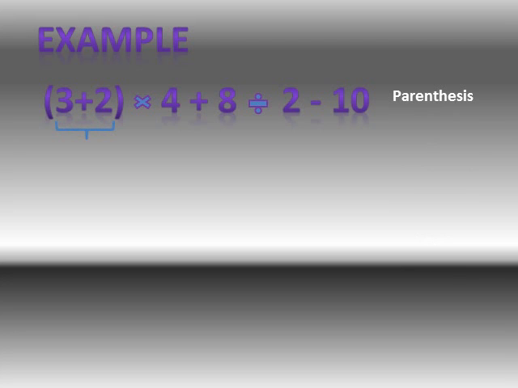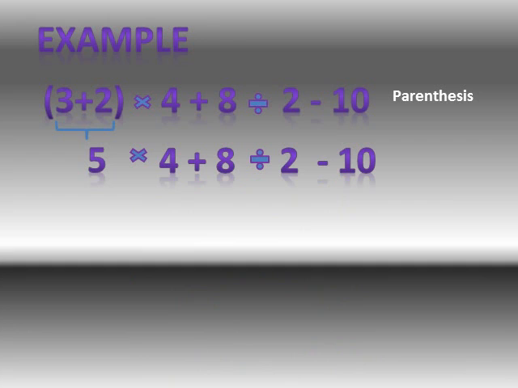So let's try an example. Let's try this one. We have the sum of 3 plus 2, the one under the parenthesis, times 4 plus 8 divided by 2 minus 10. So the order of operations, please, my dear Aunt Sally. We'll do the one inside the parenthesis first. That's 3 and 2, so we'll answer that: 5. Let's bring down the rest of the operations.